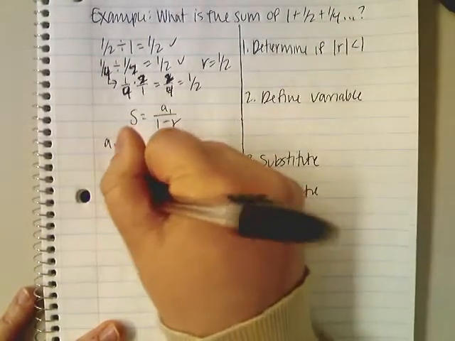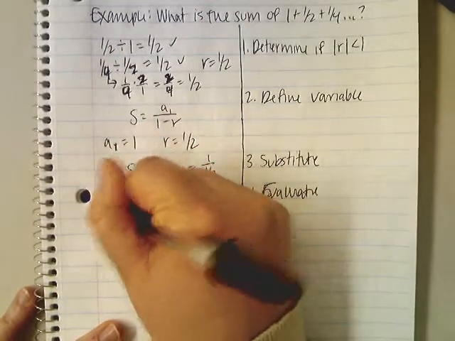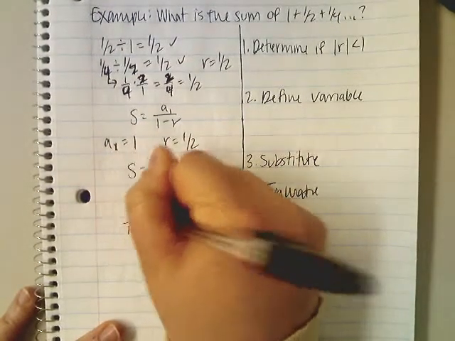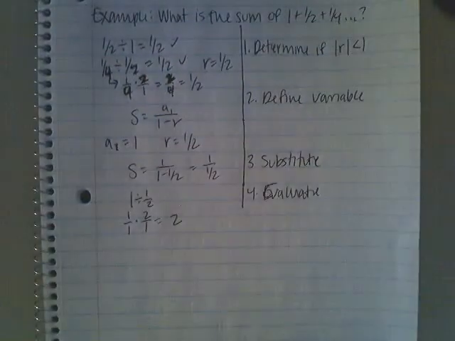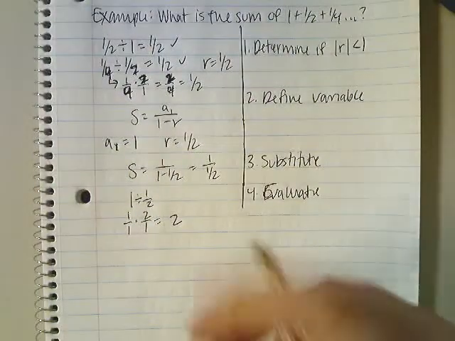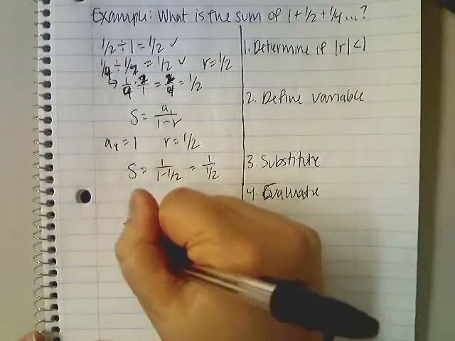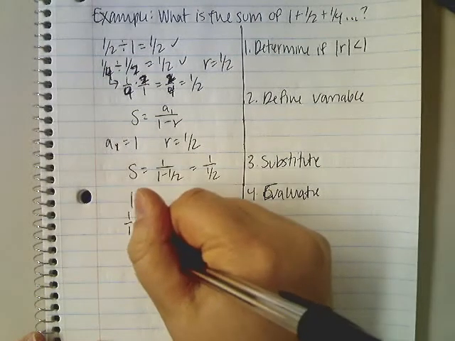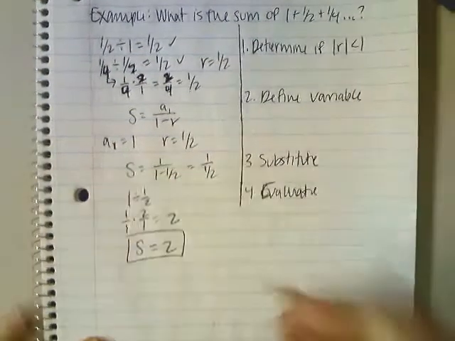So I have 1 divided by 1/2. That's 1 over 1 times 2 over 1, which is just 2. So my infinite sum of that sequence is going to be equal to 2.